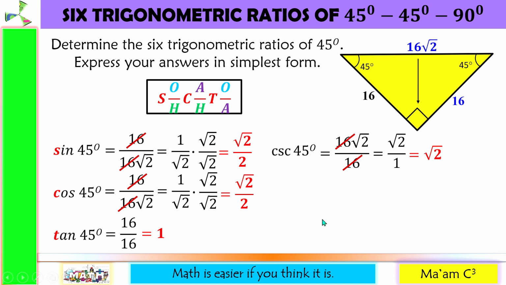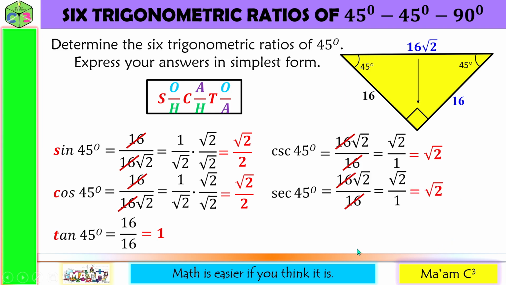Next one, we have secant 45 degrees, the reciprocal of cosine. So let us interchange this. 16 and 16 cancel. Also, square root of 2 over 1 is square root of 2. And the last one, we have the cotangent 45 degrees. It is the reciprocal of tangent. So, 16 over 16 equal to 1.